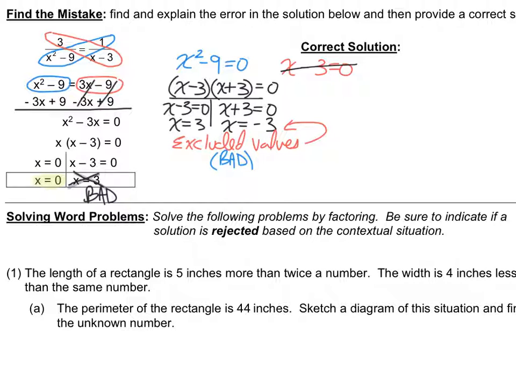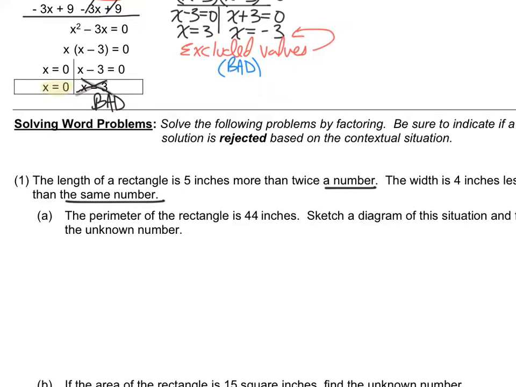Length of a rectangle. The length of a rectangle is 5 inches more than twice a number. The width is 4 inches less than the same number. All right, so the complete unknown here would be the number, or a number. So let x equal a number.